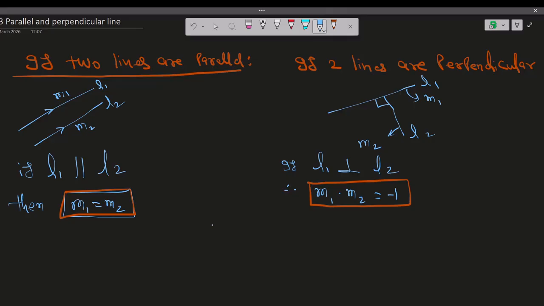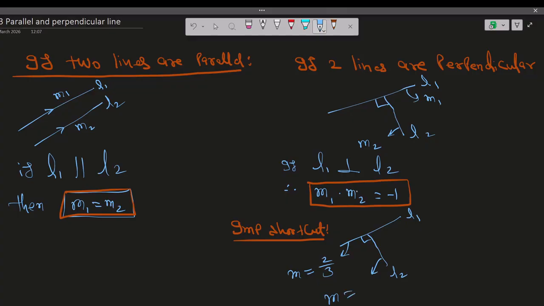But here is an important shortcut. Let us say this is line L1, and L1 has gradient 2/3. The gradient of line L1 is 2/3. And this is line L2, which is perpendicular to this. So we have to find the gradient of line L2 directly, or shortcut-wise.